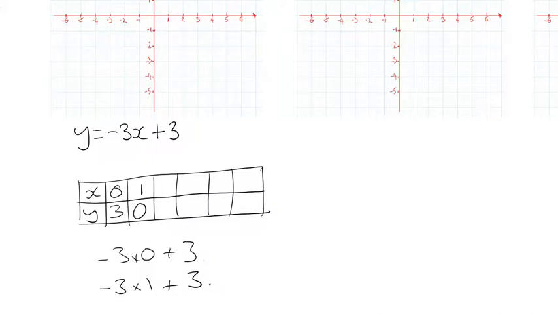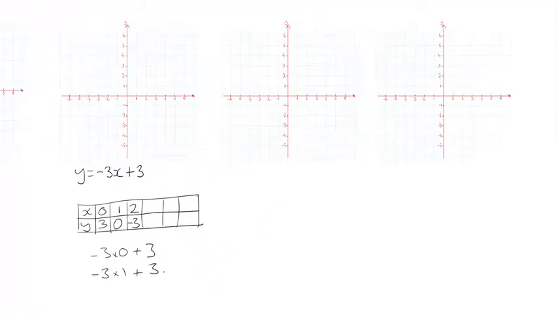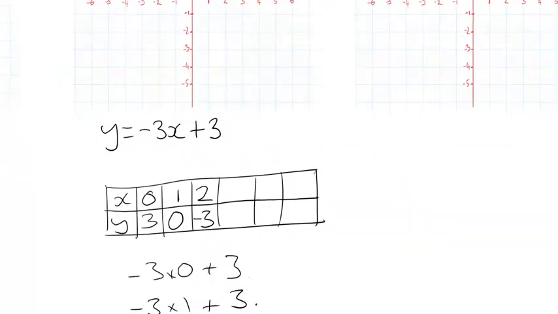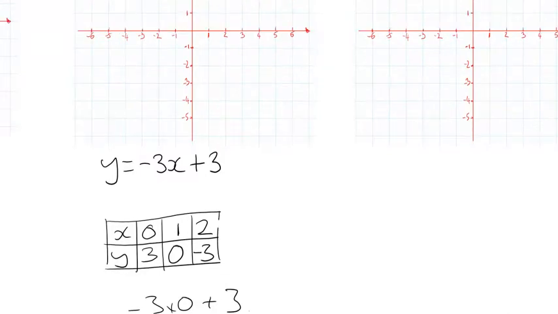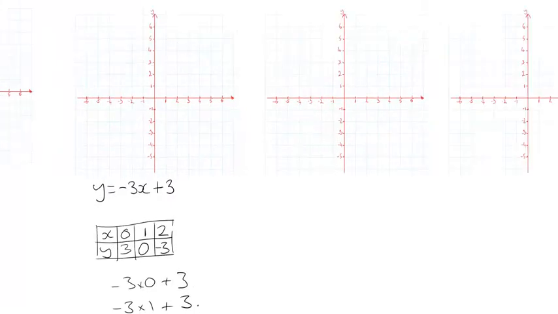Okay, so next one we'll do, let's just do 2. So minus 3 times 2 is going to be minus 6. Plus 3 is going to be minus 3. Okay, now, we only ever need 3 points. And in this case, I'm not even going to worry about doing those other ones. Okay, if we can find 3 points and we do our math correctly, it's all we need to draw the whole straight line. Right, let's make and find these points.